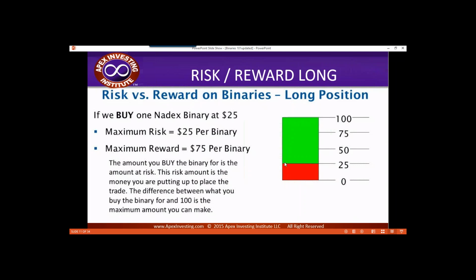My maximum reward is what? $75. Because if I buy a binary for $25 and I hold it to expiration and the statement expires true, then it's worth $100. So I put in 25, it expired being worth 100, so the difference is $75. So the amount that you buy a binary for is your amount at risk. And this risk amount is the money that you're putting up out of your account to place the trade. And the difference between where you buy the binary and $100 is the max amount you can make. The actual amount you put up is the most you can lose.